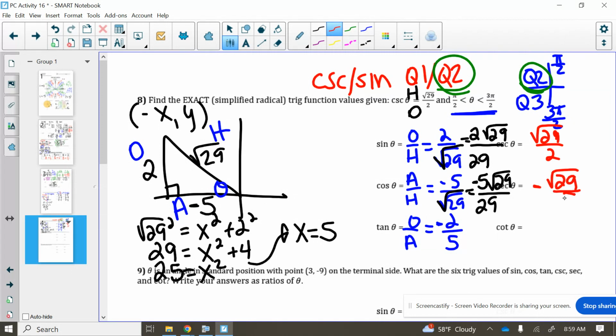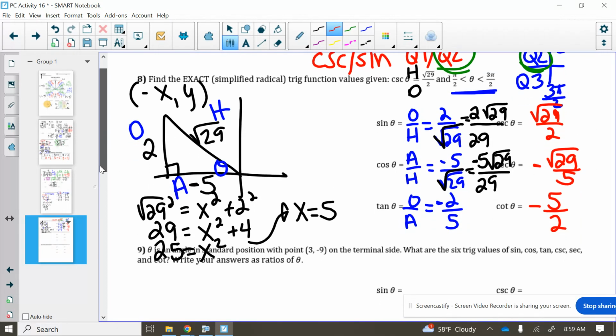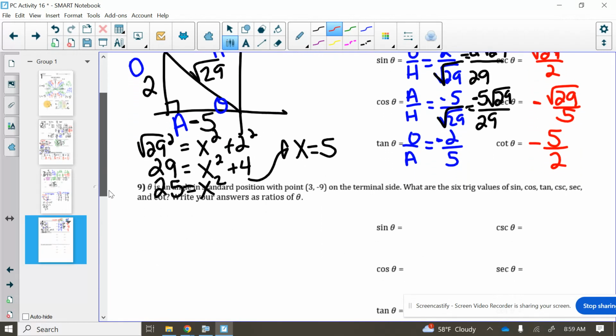Now, when we flip our fractions, we would have square root of 29 over 2, negative square root of 29 over 5, and then negative 5 over 2. These three would not have to be rationalized because we didn't have a square root on the denominator, so those are allowed to be where they are at.